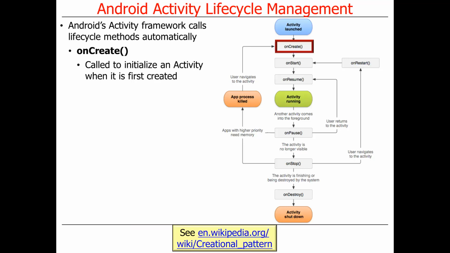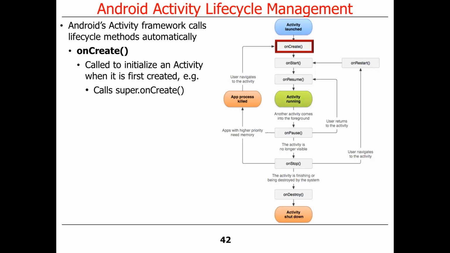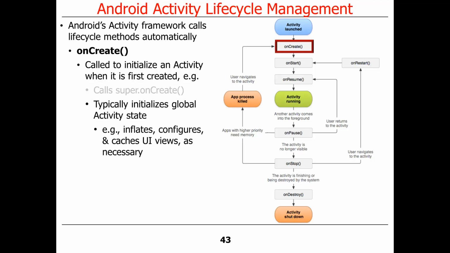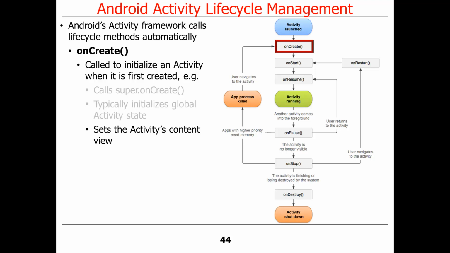OK, so the onCreate method, when it gets called, is sort of the virtual constructor, if you will. It gets called to initialize an activity when it's first created. And it typically does a bunch of things. It calls up to the superclass's onCreate method, passing up some information that can be used to reconstitute state. It also typically initializes any global state in the activity. It inflates, configures, and caches various UI views as needed. That's typically code you have to write from scratch. And it's also used to set the activity's content view.